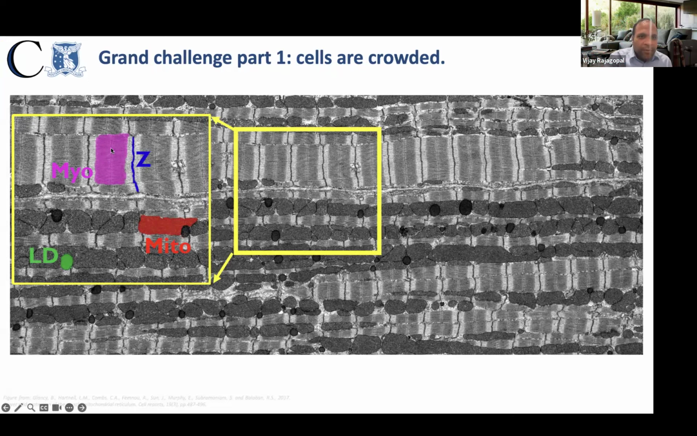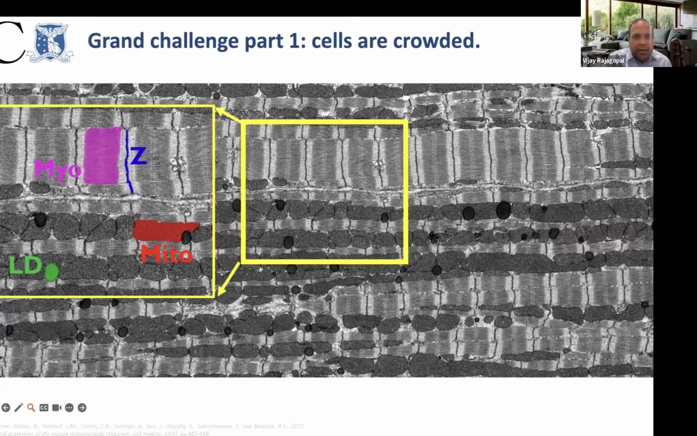Here you're seeing myofibrils I've already mentioned. The Z discs are proteins that are basically anchoring proteins for the muscle cell to contract against. Mitochondria I've already mentioned. Lipid droplets are also sort of energy sources. I haven't highlighted these things here.